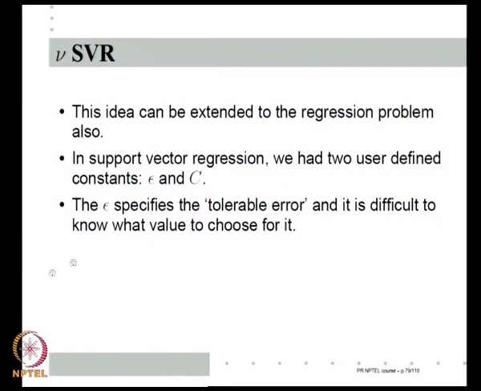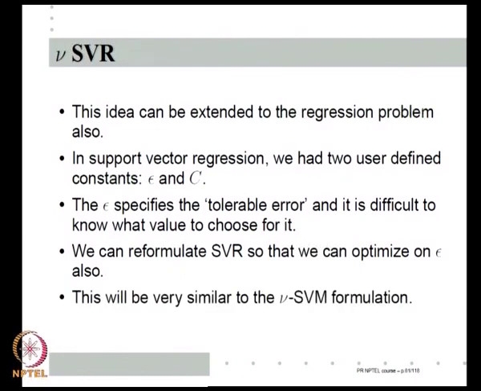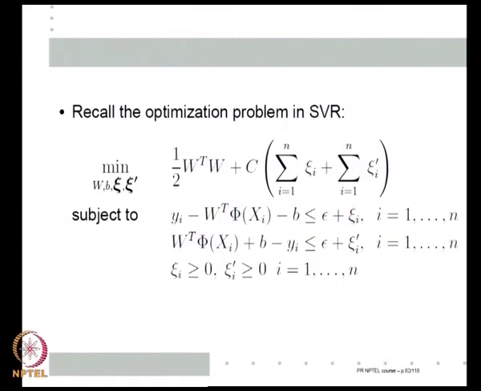tolerable error. So, like in the nu SVM case, we can reformulate support vector regression, so that just like we added rho instead of 1 there and made rho an optimization variable, we can add epsilon as an optimization variable here. This will give me something very similar to nu SVM. So, once again this is my old SVR optimization, half W transpose W, which we added as a regularization parameter. We already saw this is the epsilon margin of a function, C times this, because this is simply a way to implement the epsilon insensitive loss function.